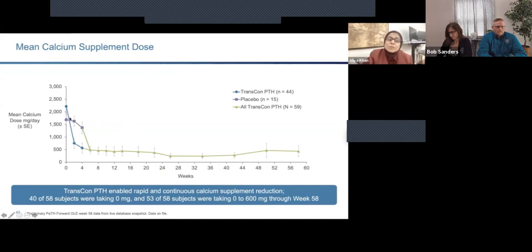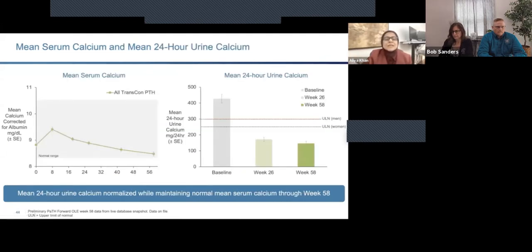This is the group that was on placebo, and when they went on therapy, we were able to stop their calcium and their active vitamin D. And here's the calcium. You can see it's being maintained in the normal reference range at week 58. Here's the urine calcium. Look, at baseline, it was high. And with therapy, it was reduced. It went down by week 26 and a further statistically significant reduction at week 58.